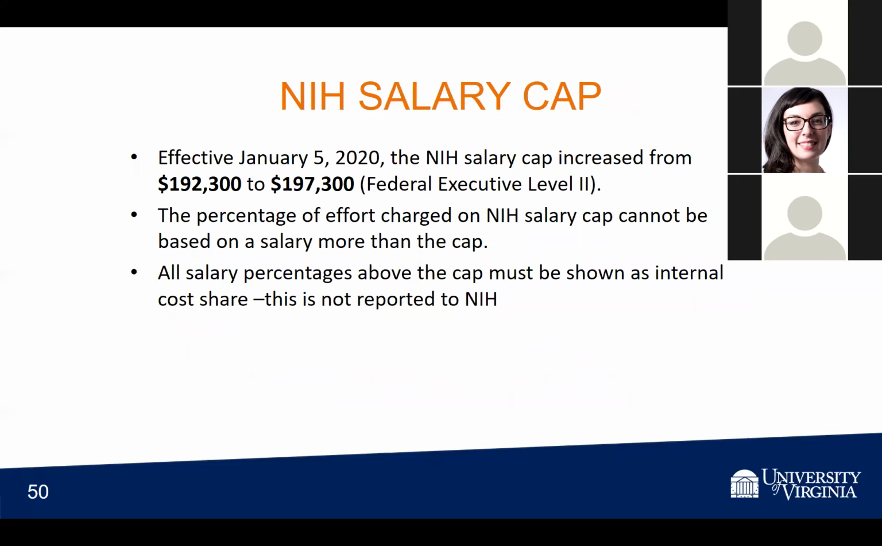Another NIH wrinkle is the salary cap, and this is true for most PHS agencies as well. Every year, as Congress adjusts the federal Executive Level 2 salary range, this applies to the NIH salary cap. This year it went up from $192,300 to $197,300. The percentage of effort charged on NIH awards cannot be based on a salary more than the cap. So basically, if we had a PI or personnel earning $250,000, working 5% on the project, in the budget we have to cap their salary at $197,300 and take 5% off of that.